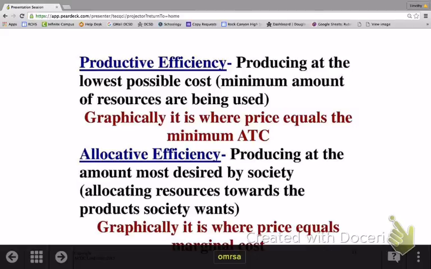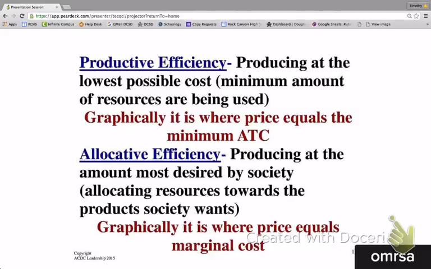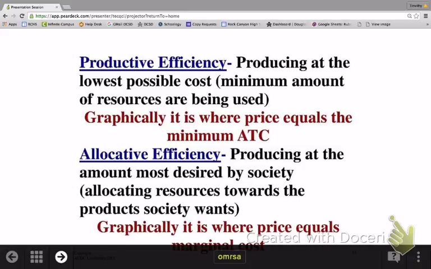They're productively efficient because they're producing at the lowest possible cost, where price is equal to average total cost. That means the minimum amount of resources are being used to produce the good. So graphically, this is where price is equal to the minimum of average total cost, and that's a long-run equilibrium. They're allocatively efficient because they produce at the amount most desired by society, by allocating scarce resources towards the products that society wants. Graphically, that is shown by producing where price equals marginal cost, and that is true in the long run as well, under perfect competition.